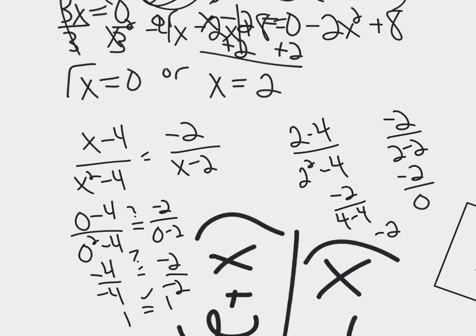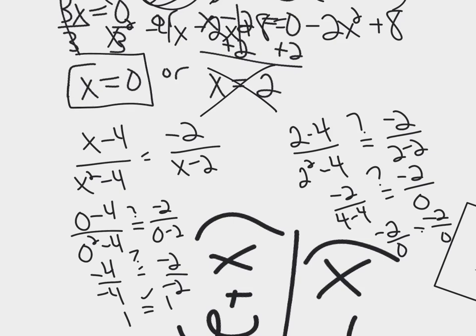And we've got a problem. You look at this and you might say, well, they both equal the same thing. They both equal negative 2 over 0. The problem is that we don't want to divide by 0. That would be undefined. And so not wanting our denominator to be equal to 0, x equals 2 does not work. So x equals 0 would be our solution.